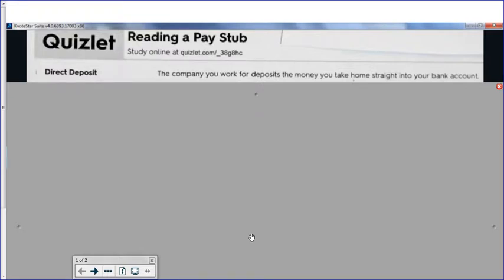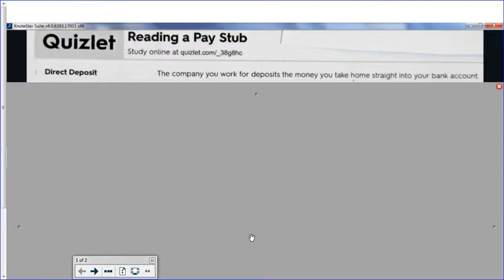Hello students, today we are going to review how to read a pay stub. So when I get a paycheck from my work, that is the money I am paid, and when I read the pay stub, that is the statement that tells me how much money I earned and how much money I take home with me after all deductions.